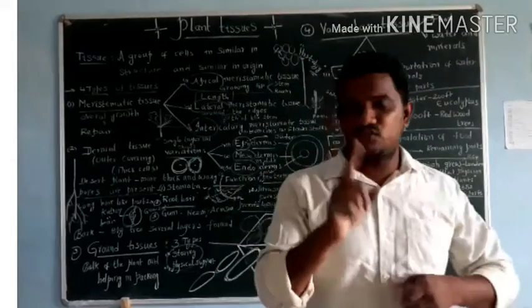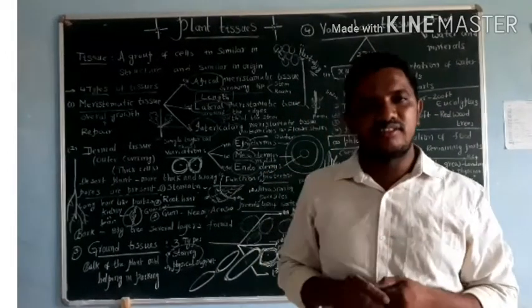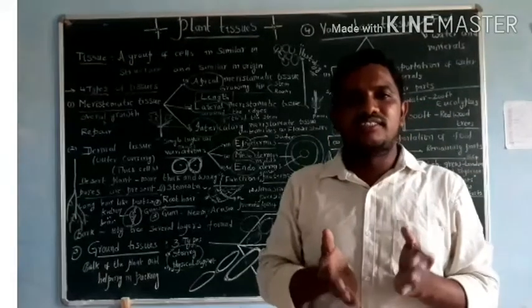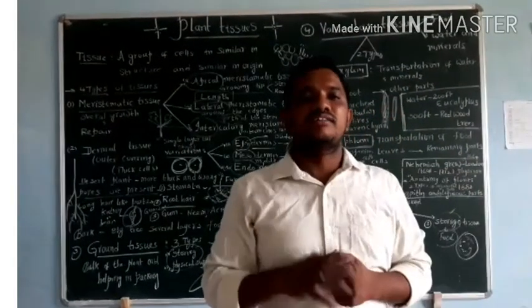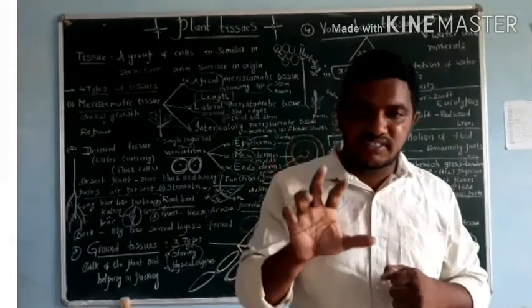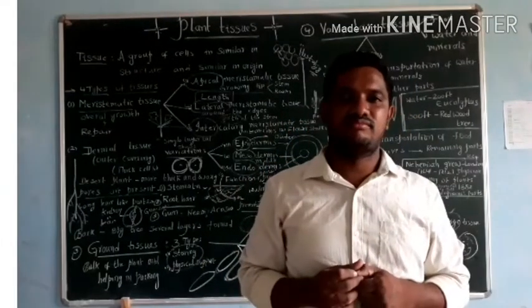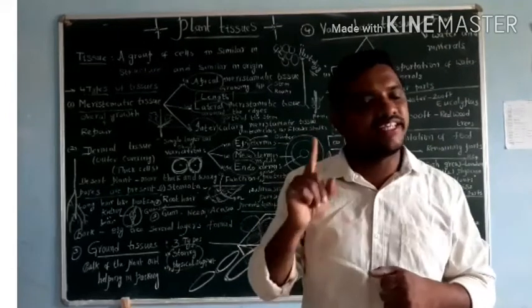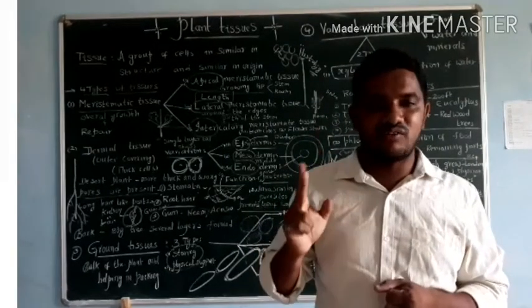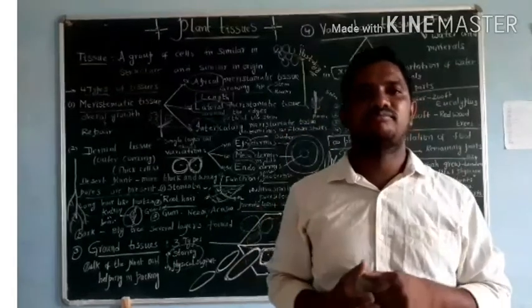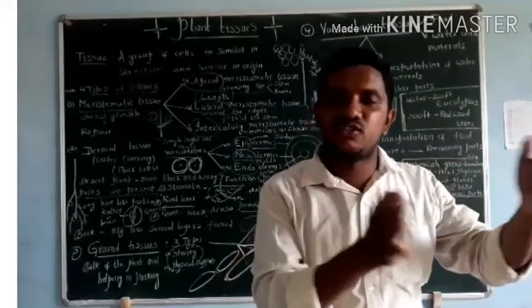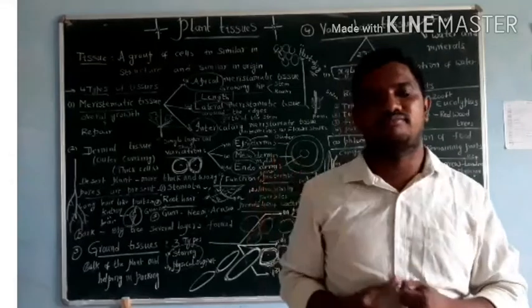First one is a tissue. Tissue means a group of cells with similar origin and similar structure is called tissue. There are 4 kinds of tissues present. First one is meristematic tissue. Second one is dermal tissue. Third one is ground tissue. Fourth one is vascular tissue. The study about tissues is called histology.